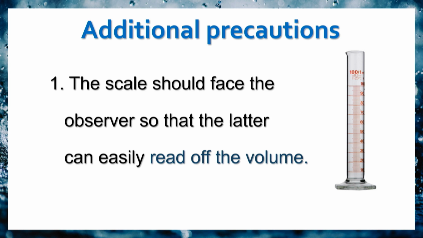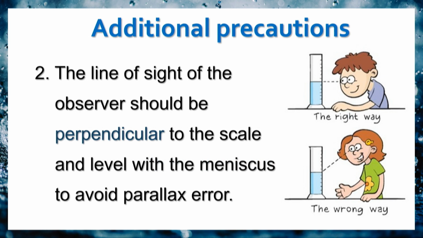Other precautions to be taken are, firstly, the scale should face the observer so that the latter can easily read off the volume. Secondly, the line of sight of the observer should be perpendicular to the scale and level with the meniscus to avoid parallax error.